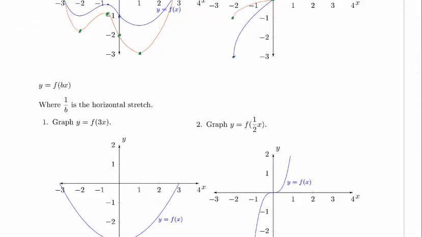All right, so back to the handout. We've handled the vertical stretch, and now we're going to look at the horizontal stretch and shrink.